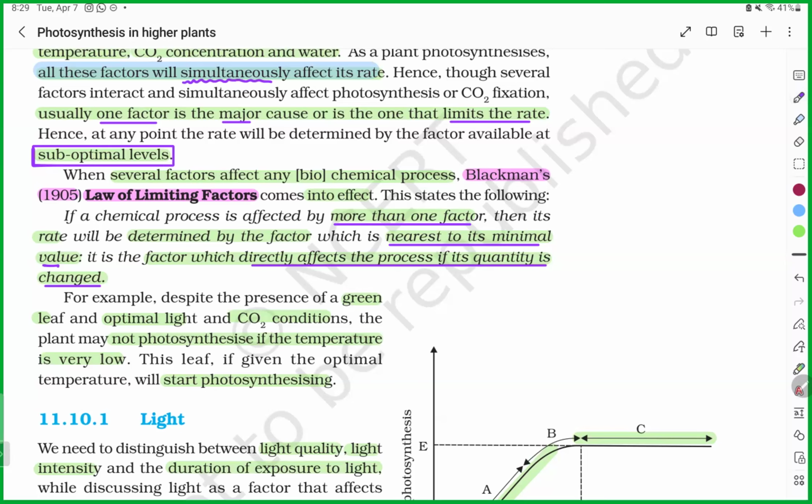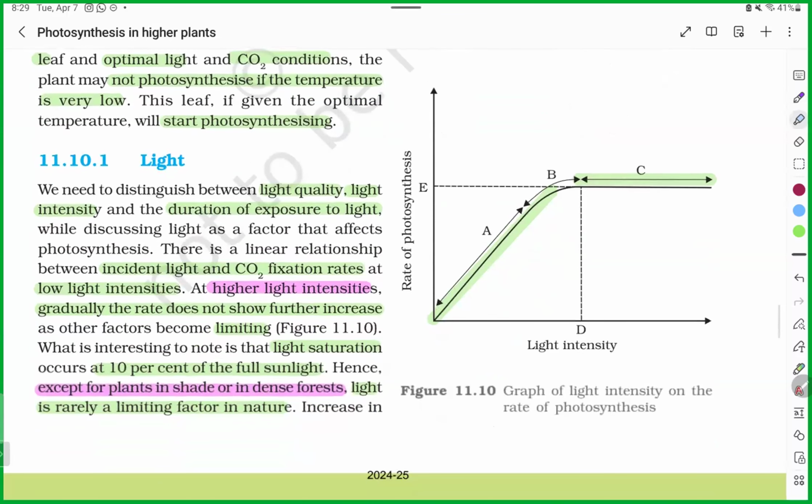Same example given here: we have a green leaf, we have proper light, we have CO2, but temperature is low. What will happen? Photosynthesis will be low. If temperature becomes normal, photosynthesis becomes normal. Correct. First factor: light. There is a linear relationship between the incident light and CO2 fixation rate at low light. Less light, less photosynthesis. More light, more photosynthesis. So there is a linear relationship.